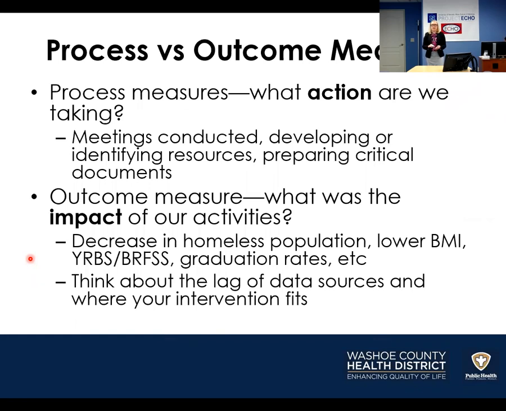So those are things like meetings conducted, that could be small work group meetings, that could be broader community and stakeholder meetings. It's things like developing or identifying resources and preparing critical documents. So when you look at our CHIP, you'll see that we largely have process measures. We identified some more unique goals and objectives, and a lot of these we have a process measure on for a variety of reasons.